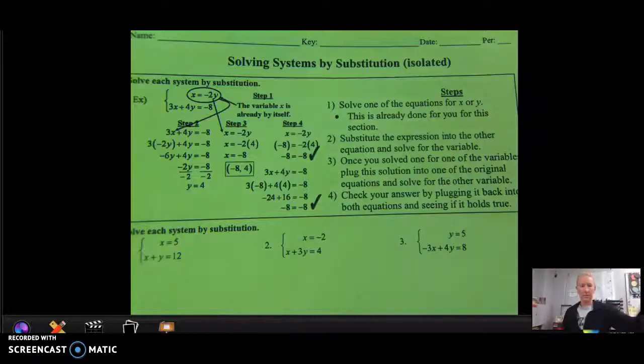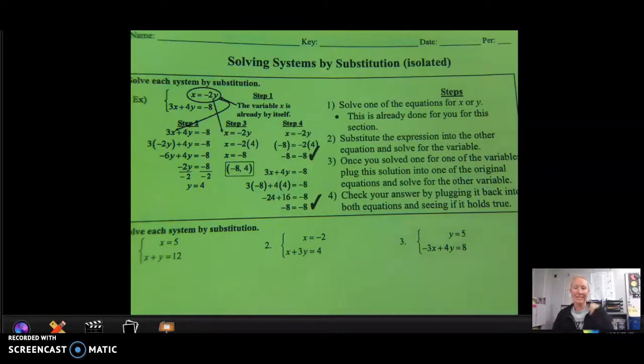Okay, the next set of notes that we're going to talk about is solving systems by substitution. So we just talked about solving systems by graphing, and we're looking at where they cross or intersect, right? So now we're going to talk about the second method that you can use to solve systems of equations, and that would be by substitution.